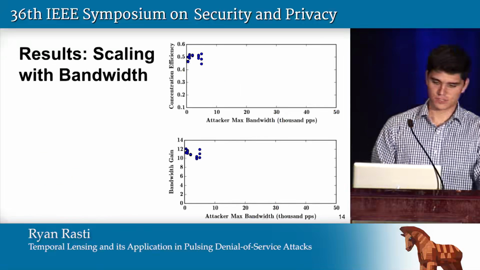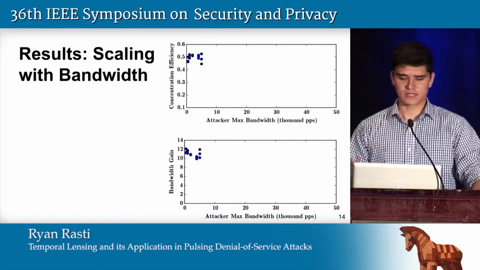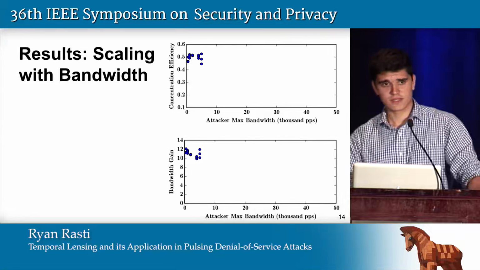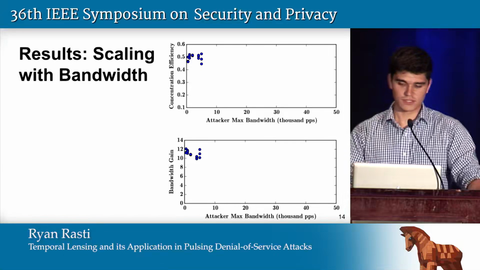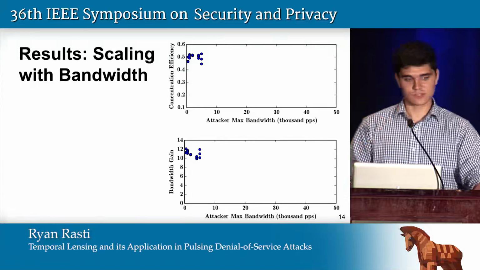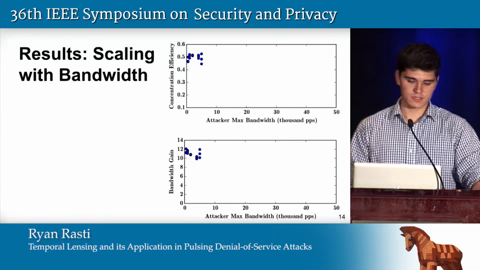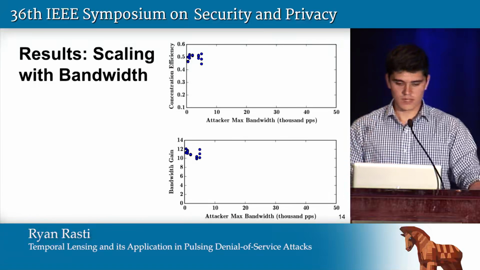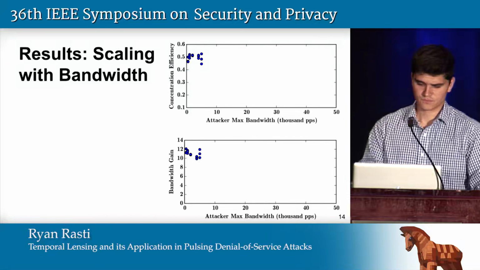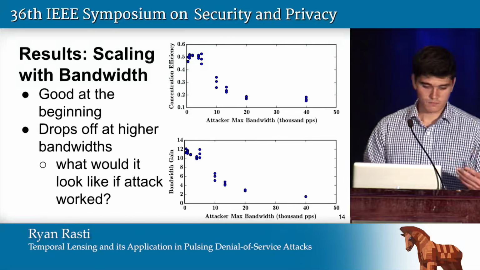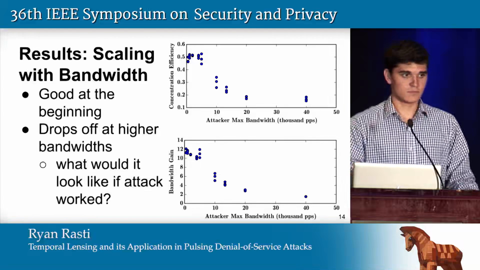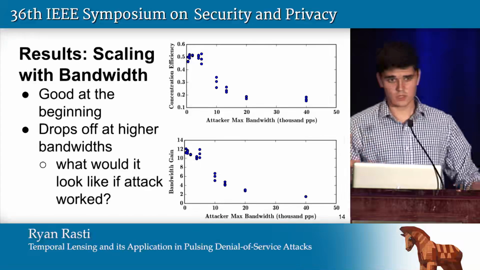To answer the first question, we took our two metrics, which are on the y-axis, and measured them against the attacker maximum bandwidth. So we artificially throttled the bandwidth that the attacker would send at. What we see is for low to medium bandwidths, it seems to scale well, right? We have a relatively constant efficiency and a constant bandwidth gain. But at attacker bandwidths of 10,000 packets per second and higher, we see this drop-off.